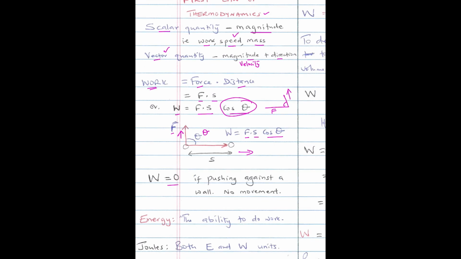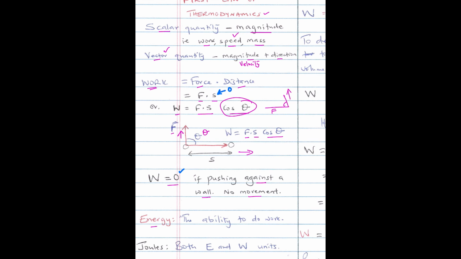Work equals 0 if you're pushing against a wall. In other words, there is no movement. When there is no movement, then that distance here, s, equals 0. So force times distance 0 results in 0. So the work will be 0 if no distance is involved. So if you're pushing but nothing is happening, then the work done is 0. You might get tired, but from a science perspective, you're not pushing an object through a distance. Let's continue.